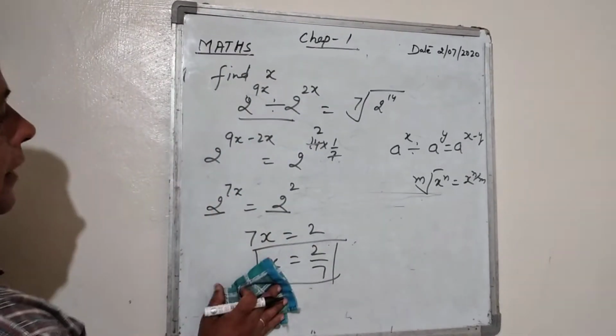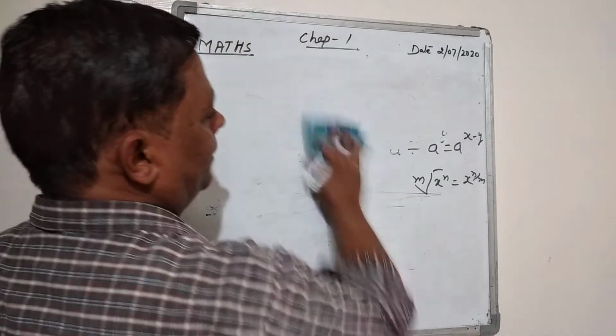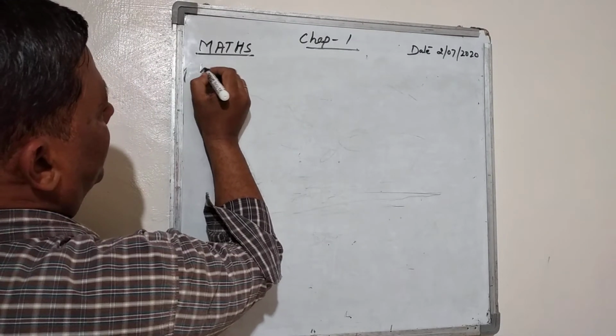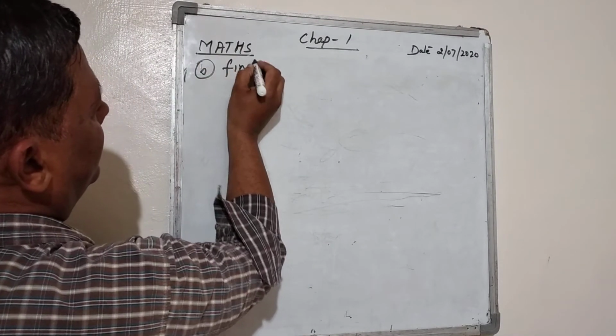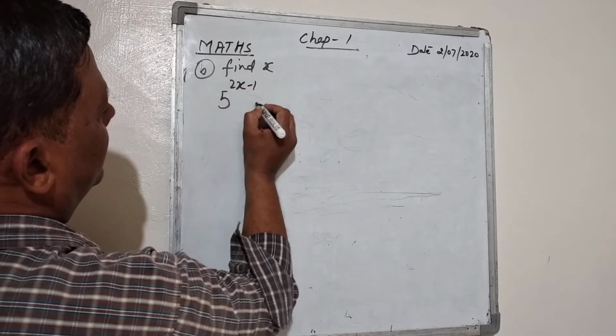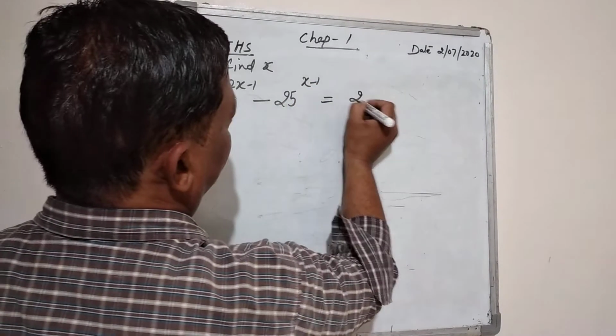Okay? Now the next one. We take one more, that is the b1, find x again. 5 raised to the power 2x minus 1 minus 25 raised to the power x minus 1 equals 2500.